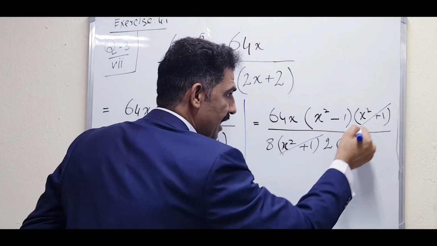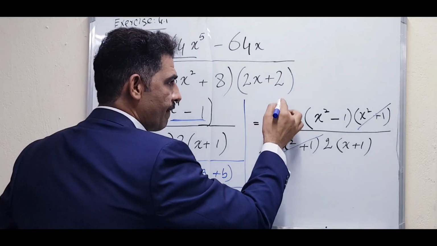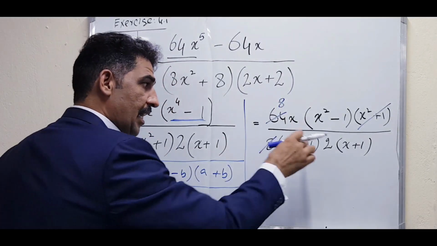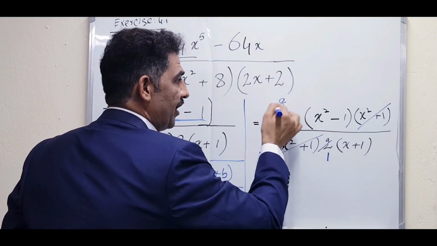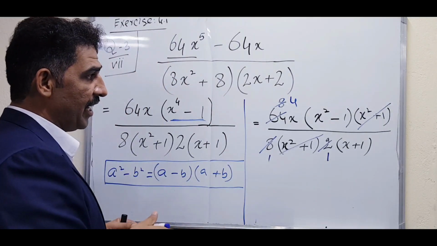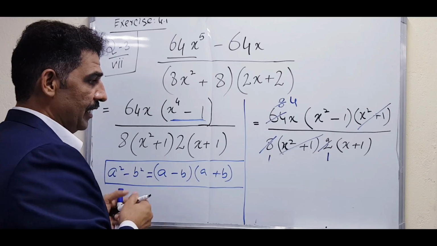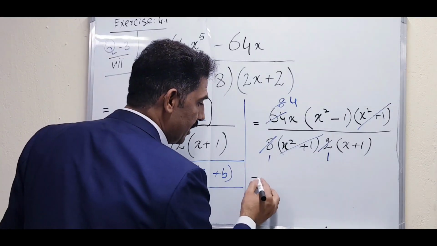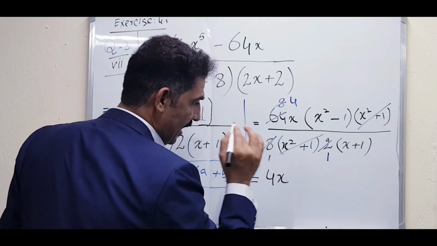This and this cancel. 8 8s are 64. But again 2 is possible to cancel. 2 1s are 2 and 2 4s are 8. So what's remaining in the numerator and what's remaining in the denominator? We need a little bit more steps. 4x.